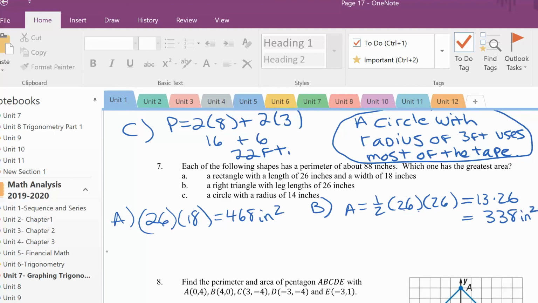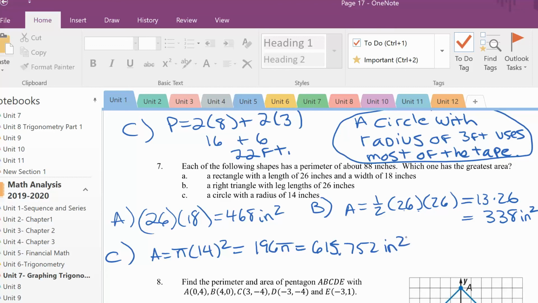And last but not least, our circle with a radius of 14, remember it's pi r squared, so pi times 14 squared, which is 196 times pi, which gives you 615.752 square inches. So notice the circle has the greatest area.